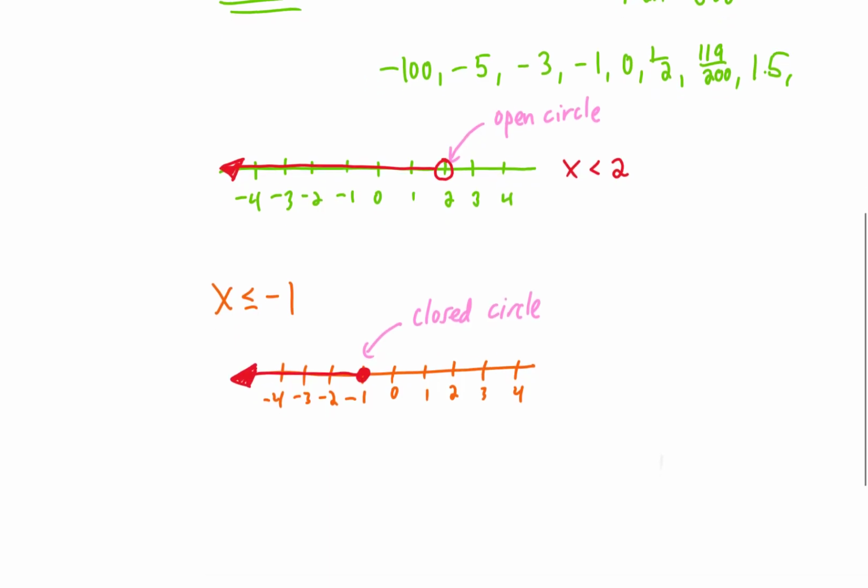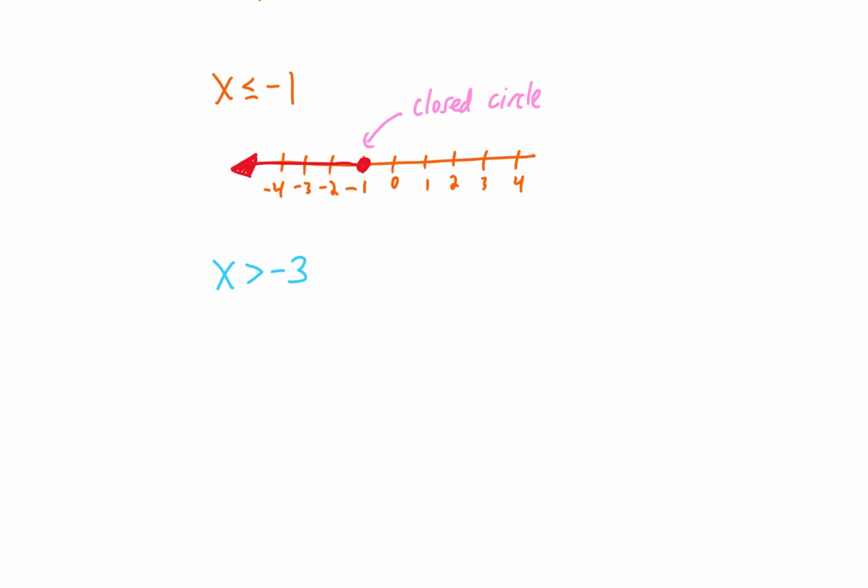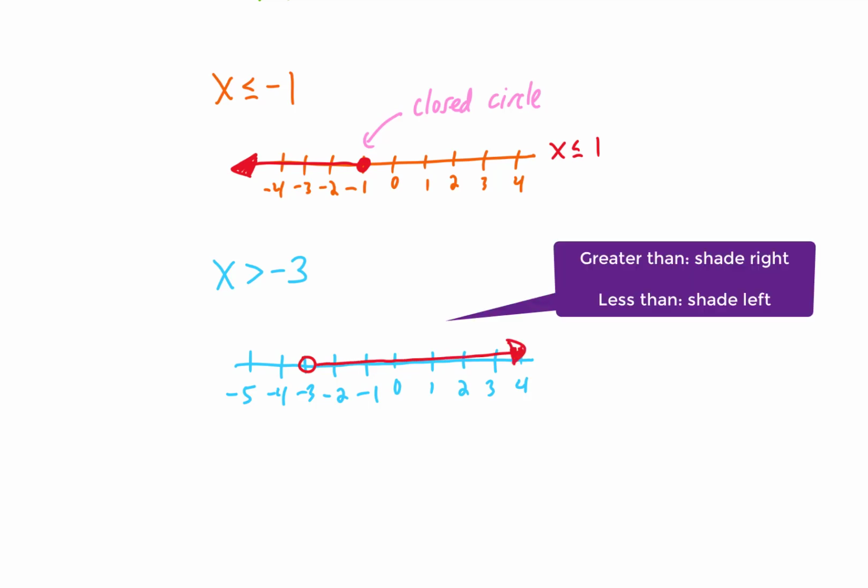Let's look at two more quick examples. x is greater than negative 3. Because we have a greater than sign and not an equal sign, we're going to use an open circle. And because this inequality says that x is greater than negative 3, we're going to shade in everything to the right. If we had x is greater than or equal to 1, we can draw a number line. We would use a closed circle at x equals 1 because of our equal sign in the inequality. And because of the greater than, we're going to shade everything to the right.